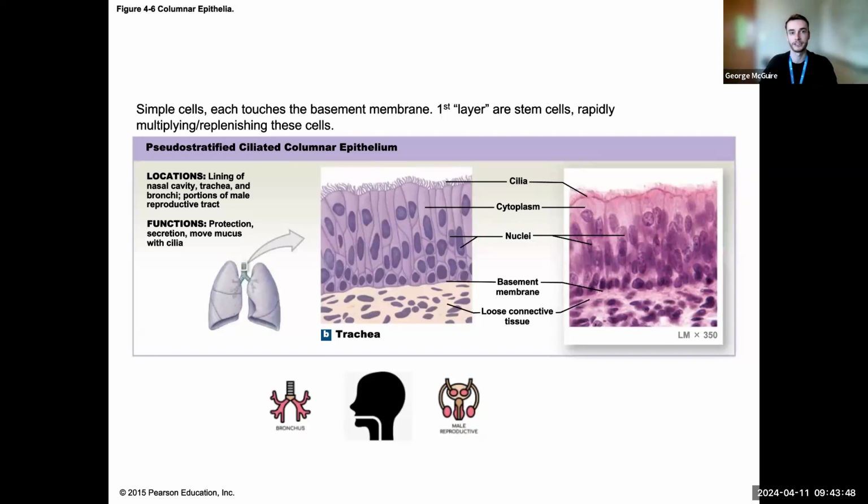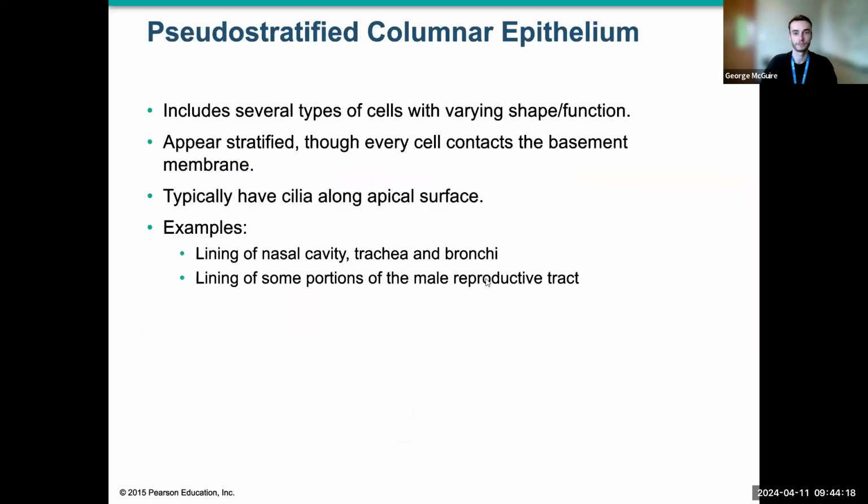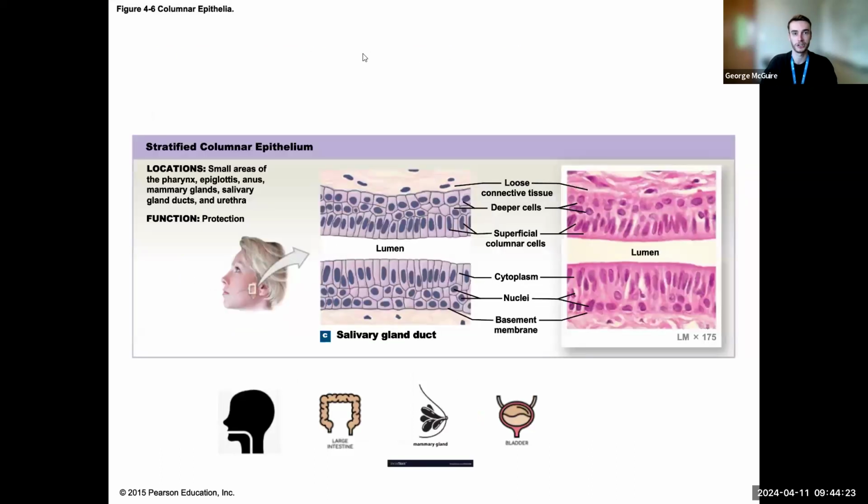And so these would be found in areas where we want to move the molecules in that environment across the surface of cells. Think about your respiratory system or the male reproductive system, right? Where we're trying to move either the fluid or the air that you're breathing in so that we have a greater chance of absorbing that gas, or moving the semen and all the other fluids and secretions out of that reproductive tract. So pseudo-stratified columnar epithelia look stratified, but they're not.